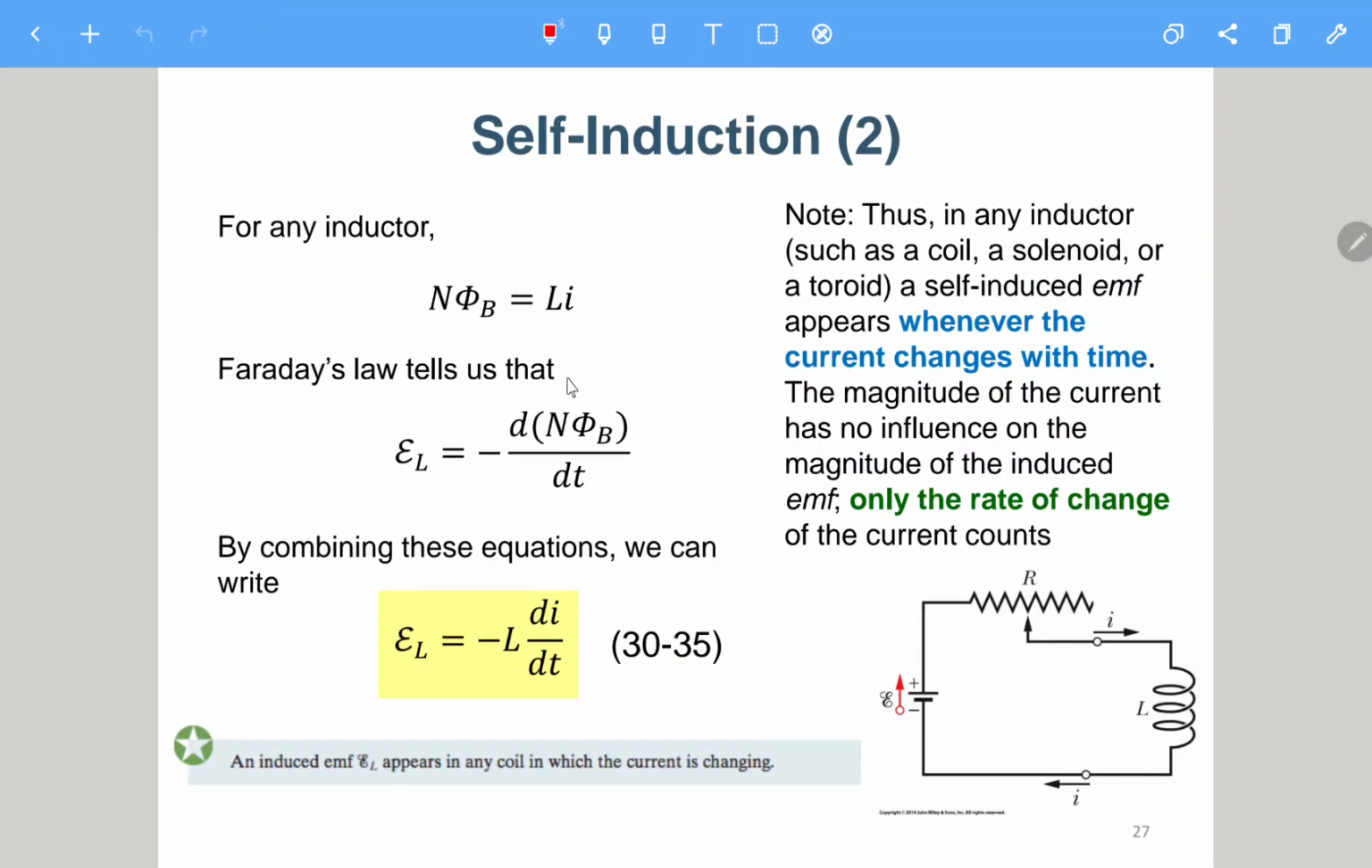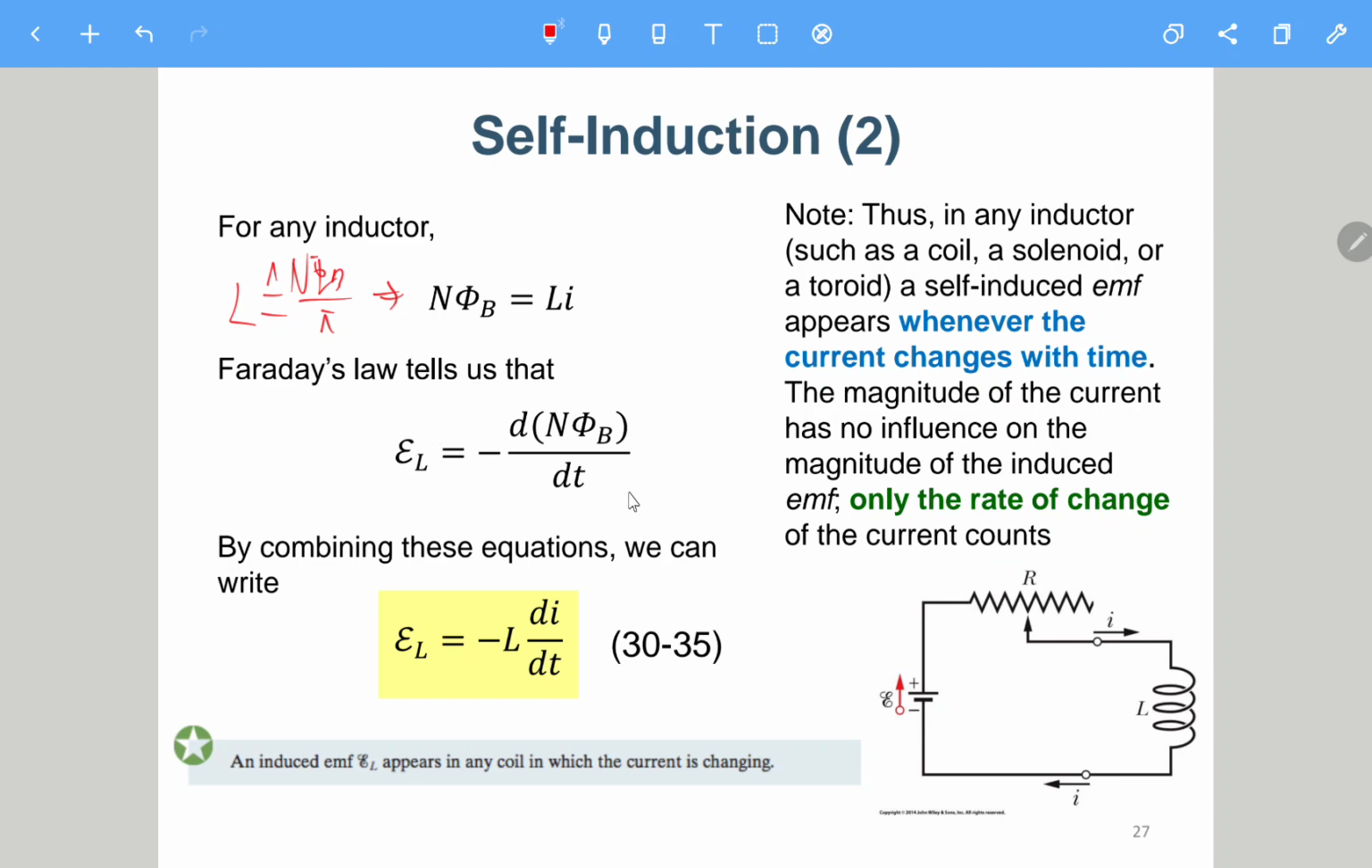Hope you understand. Here it also mentioned that L is N phi B over I. So we just move the I to the right side, and we have Li equals N phi B. It just comes from the definition L equals N phi B over I. So we have this one.